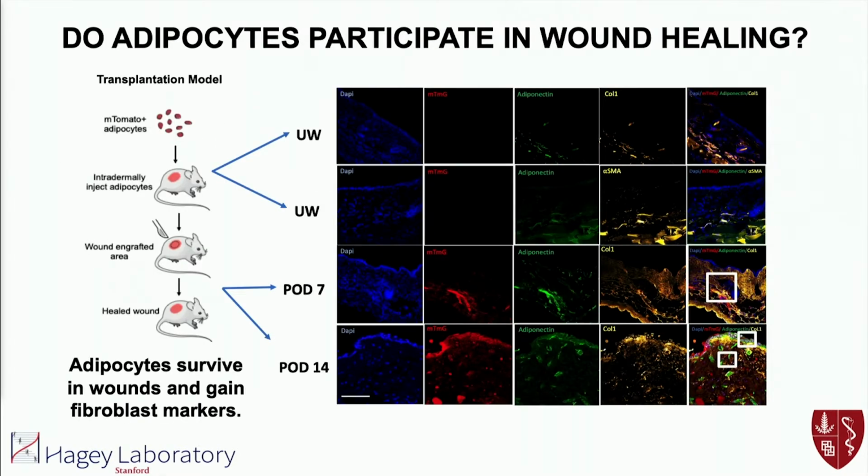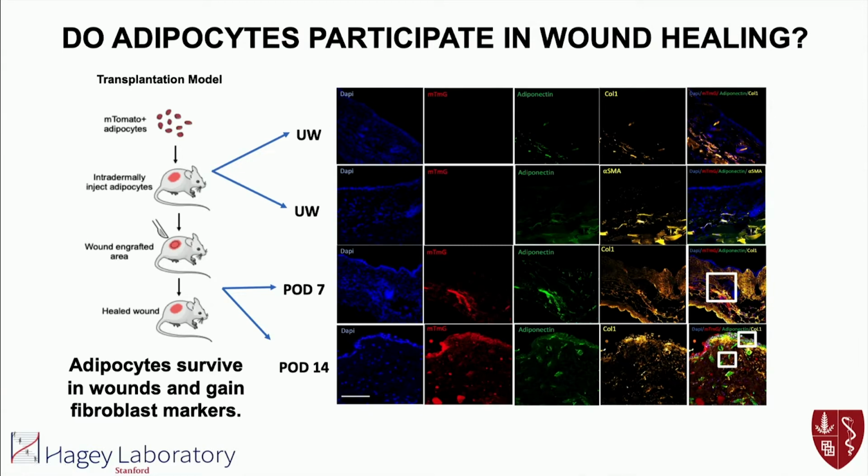As you can see, in the unwounded condition here, in those first 2 rows, we don't have really any engraftment of these cells. So there's not a lot of space for these cells to live, and so they probably just die off. However, in the postoperative day 7 and 14 conditions, we do see some engraftment in this red column.